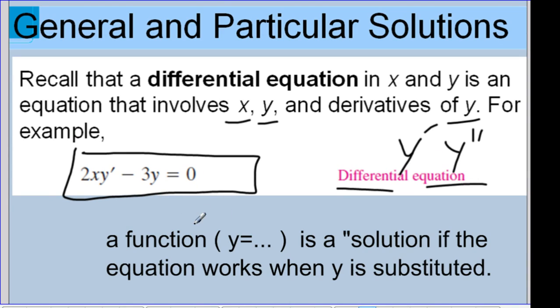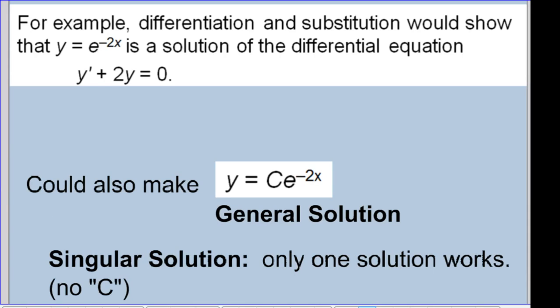Now, we can find a solution of an equation. A y equals whatever is a solution if, when you substitute it in, the equation works out. Let's do an example of that. I have this equation right here, y prime plus 2y equals 0, and y equals e to the negative 2x is a solution. Here's how I'll prove this.